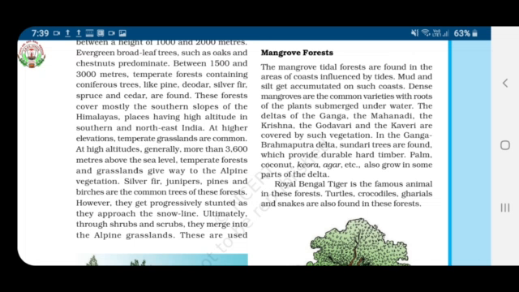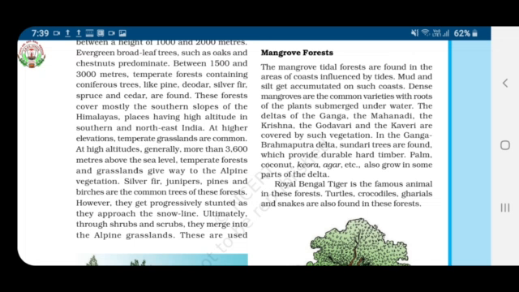Sundari trees are found in the Ganga Brahmaputra delta, which provide durable hard timber. Palm, coconut, keura, agar also grow in some parts of the delta. Here, what is the meaning of delta? Let me tell you. An area of flat land shaped like a triangle where a river divides into smaller rivers as it goes into the sea. So, you all have understood this. That is, delta is a low triangular area of alluvial deposits where a river divides before entering into a large water body, that is like sea.